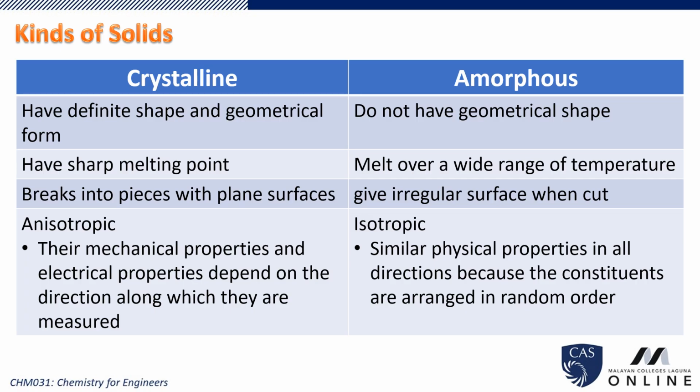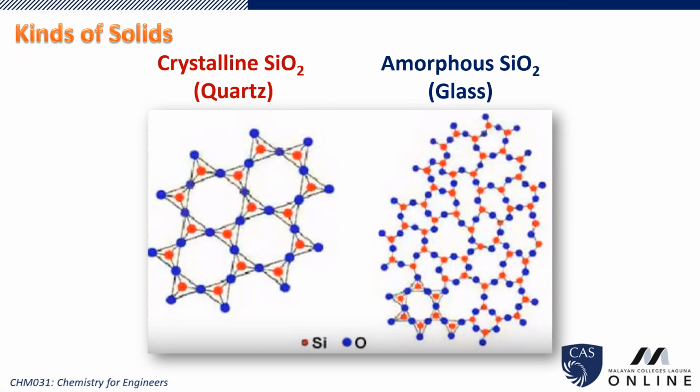Crystalline solids have definite shapes, sharp melting points, and directional properties. Amorphous solids melt over a range and have uniform properties in all directions. This difference is described as anisotropic versus isotropic behavior. An example of a crystalline solid is quartz, and an example of an amorphous solid is glass. Both contain similar composition, but they differ in structure and properties.